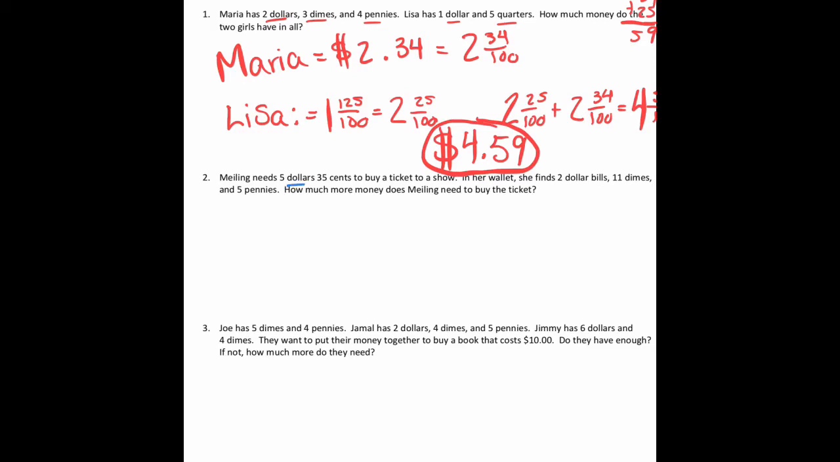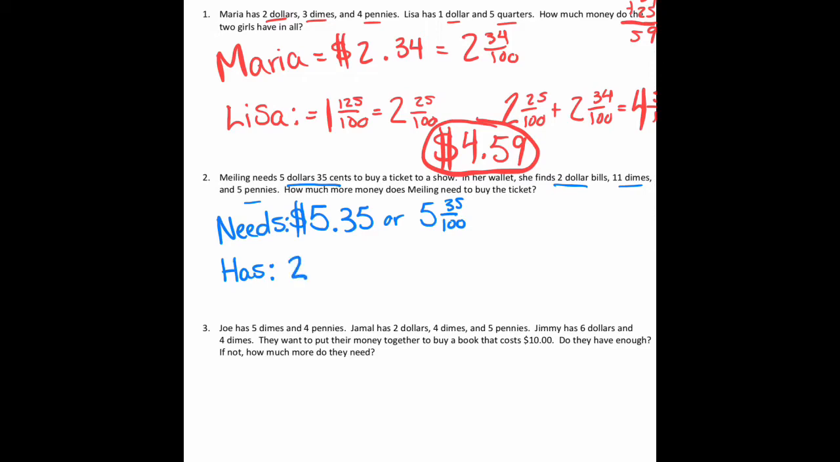She has $2 bills, so that will be 2 wholes. So she needs $5.35. Let's write that first, or 5 and 35 hundredths. She has $2 bills, 11 dimes, and 5 pennies. So let's figure out how much that is. So she has 2 wholes, 11 dimes, and 5 pennies.